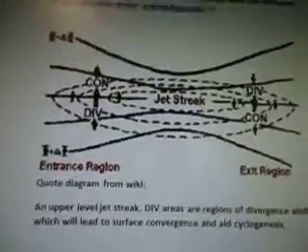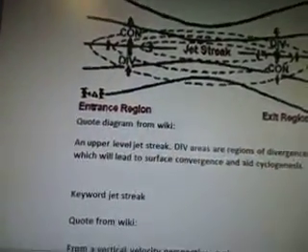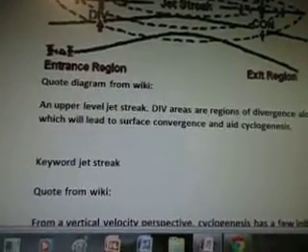So there's the jet streak, and then it's div, con, and con, div, so it shows the different airflows there. Okay, leave your exit region and your entrance region. So it's a quote and diagram from Wiki: an upper level jet streak. Div areas are regions of divergence aloft, which will lead to surface convergence and aid cyclogenesis.